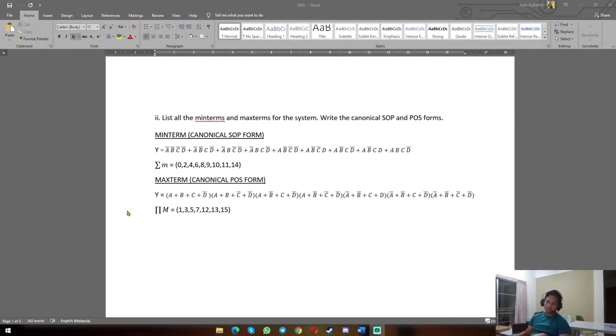So for the next question, the project asks to list all the minterms and maxterms for the system and write the canonical SOP and POS form. So this is the minterm canonical SOP form that I got from the truth table. So I took the output, which is Y equal to 1, to get the expression here.